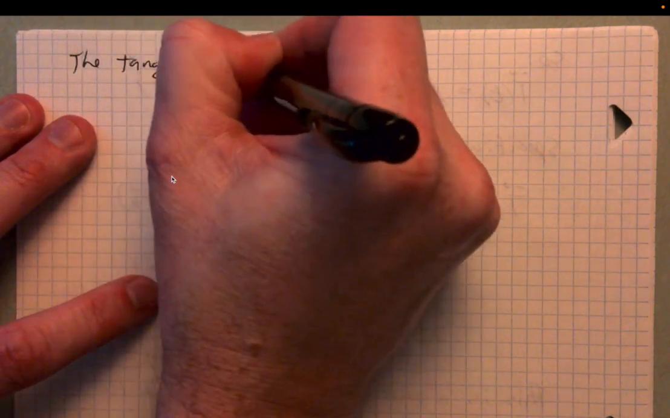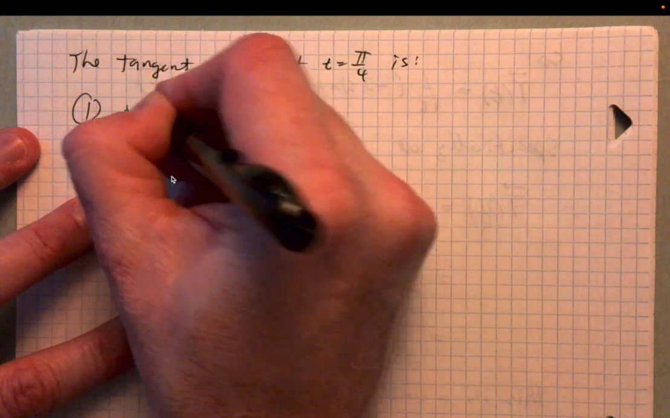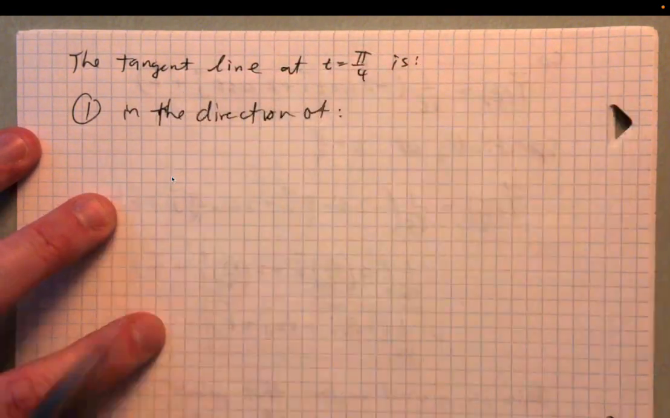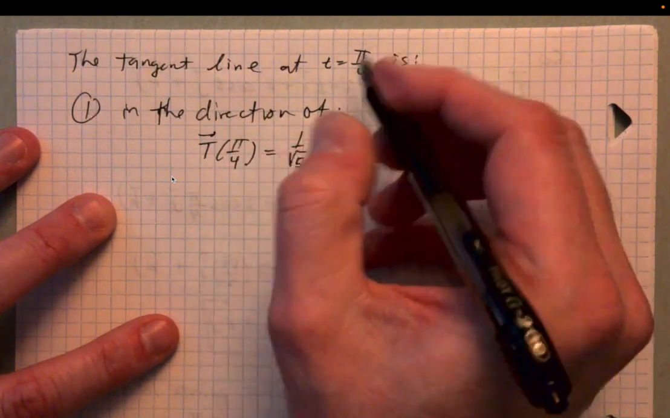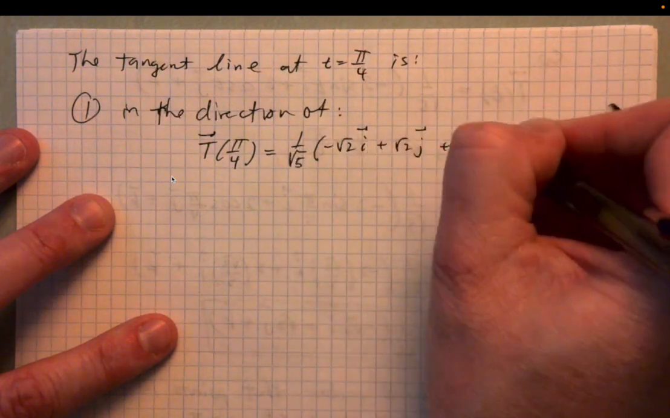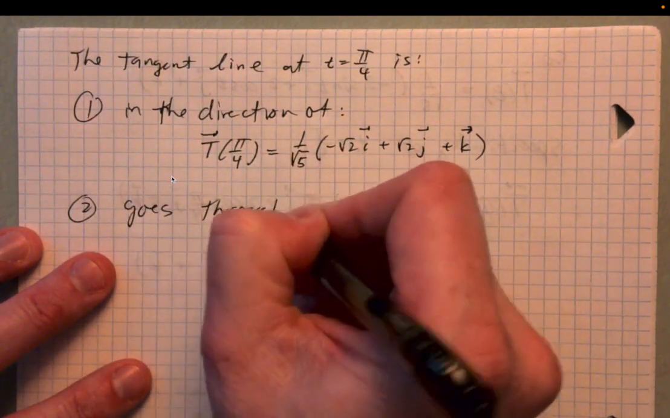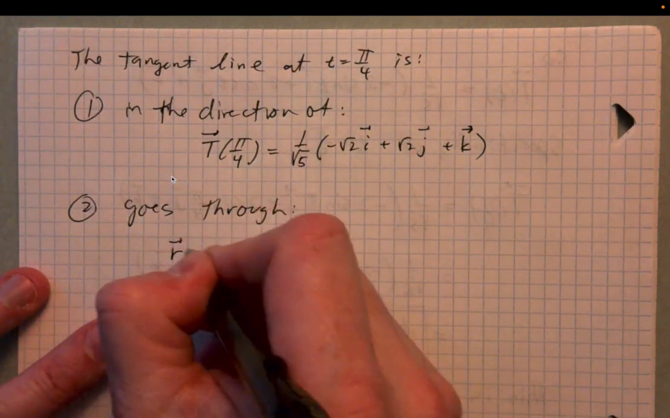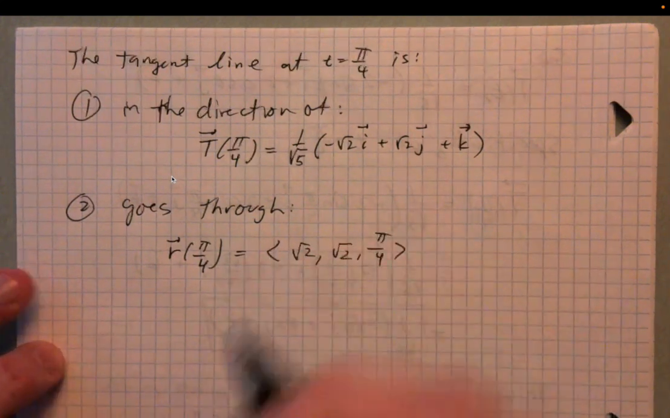Okay, let's consolidate all of that quickly. So the tangent line at t equals pi over 4 is in the direction of this guy. And we wrote this out, so it's 1 over the square root of 5 times negative square root of 2 i plus square root of 2 j plus k. Okay, it's in the direction of this vector, and it goes through r of pi over 4, which we found to be square root of 2, square root of 2, comma, pi over 4. Okay, it's going to go through that point.